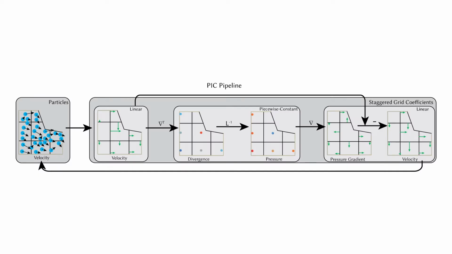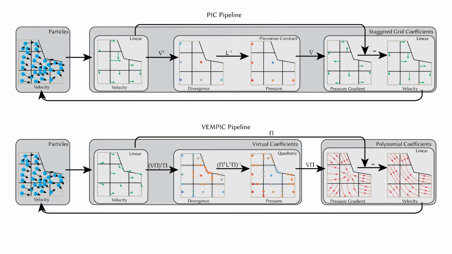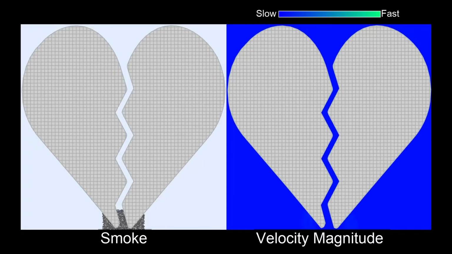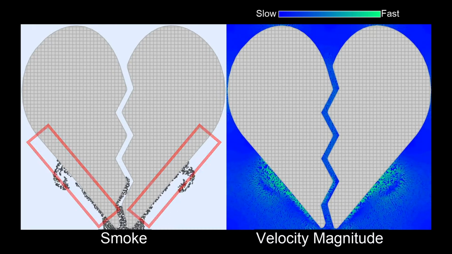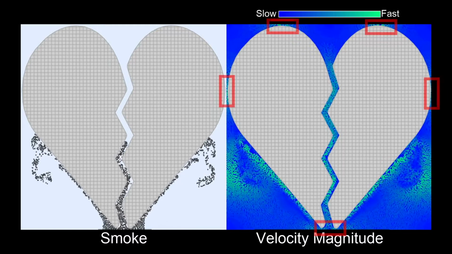VEMPIC is a straightforward generalization of a standard PIC iteration. On top of defining whether a subprocedure is performed on particles or on the mesh, we only have to add specifications for whether mesh subprocedures lie on the virtual space or the polynomial space. The result is a fluid simulator that can avoid aliasing artifacts along diagonal walls and can support sub-grid passages with ease.